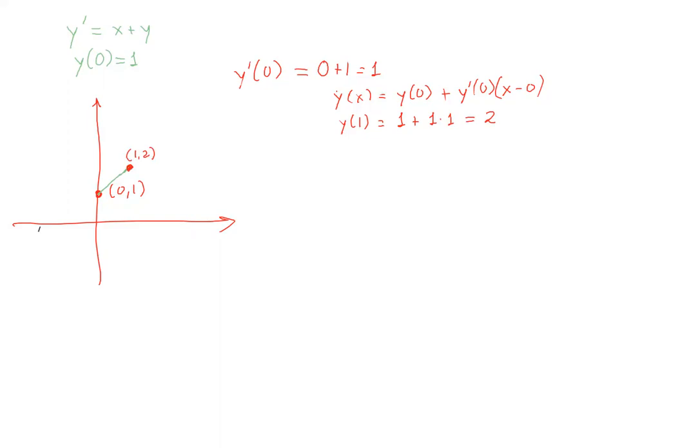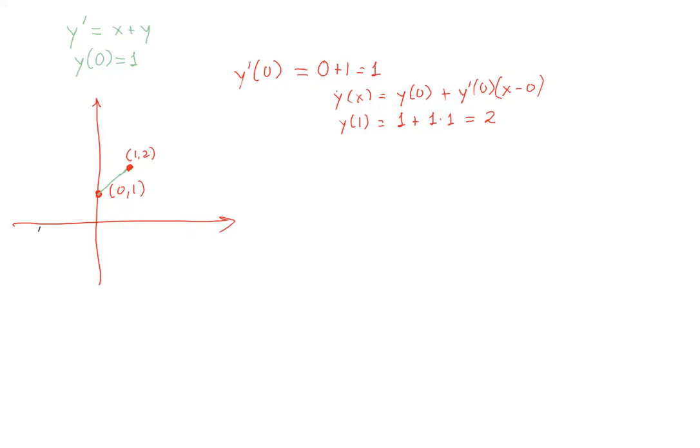And the idea now is simple. Keep doing this. Meaning what you did with 0, 1 before, keep doing it for 1, 2, and try to guess what the value will be at 2 now.